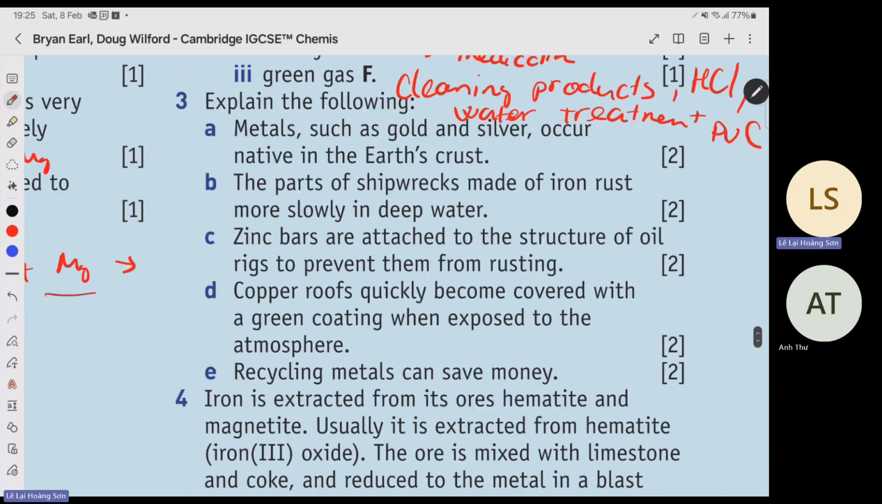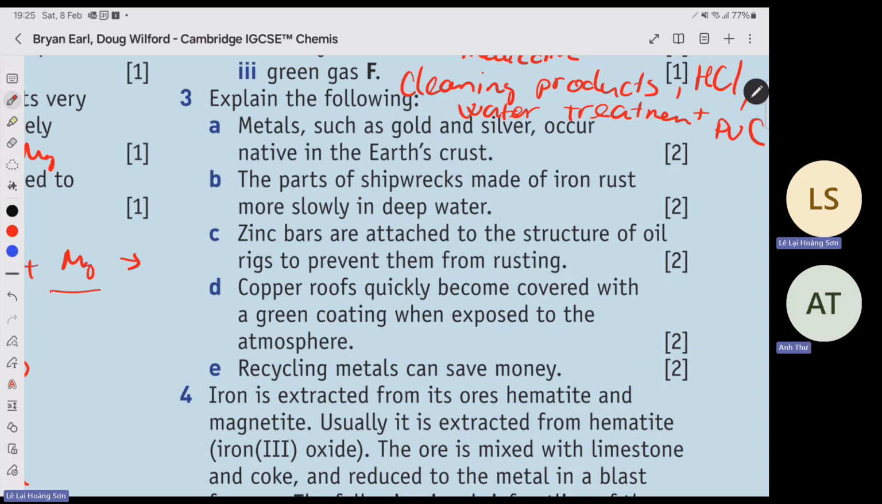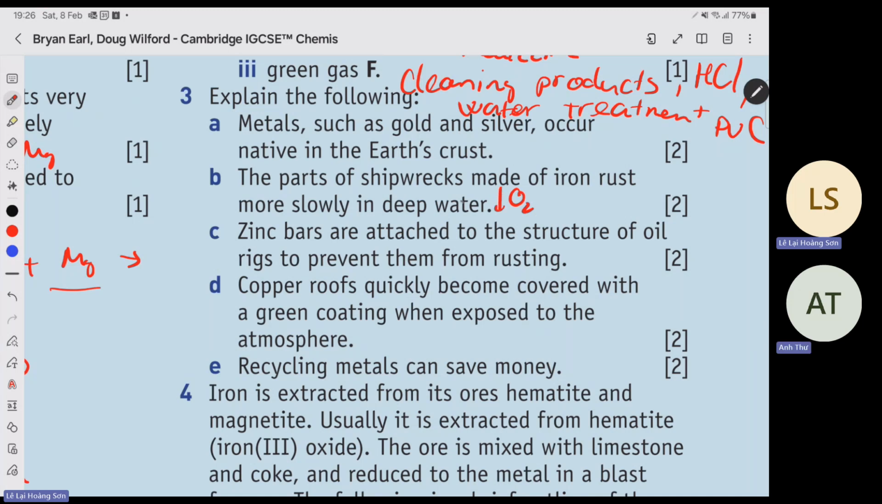Okay, the next part. The parts of the shipwreck form iron rust more slowly in deep water. Why is that? Is it B? Yeah, B. Because there is no oxygen. Yep. The concentration of oxygen in deep water is lower than the oxygen in the air. Water is important for rusting, but it also creates a barrier to isolate the iron from the oxygen. So it's because we don't have direct contact.